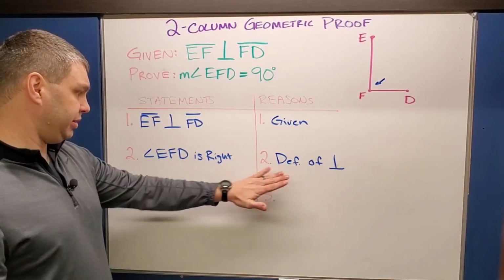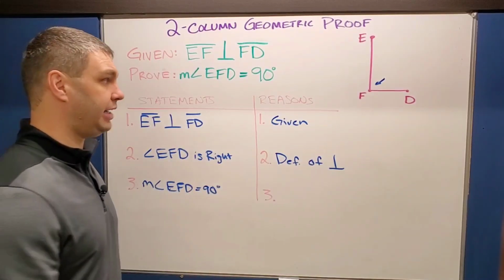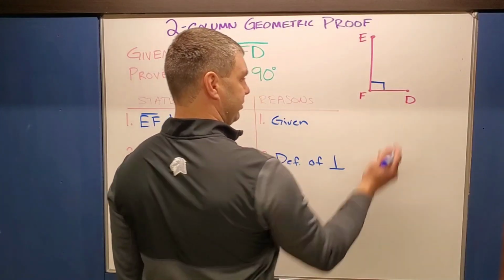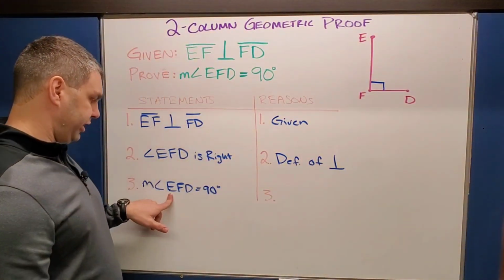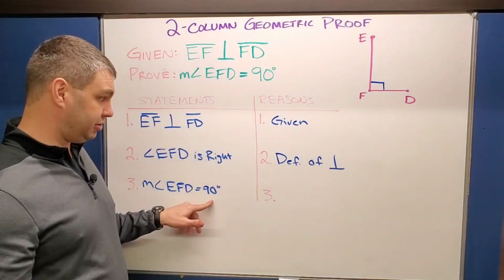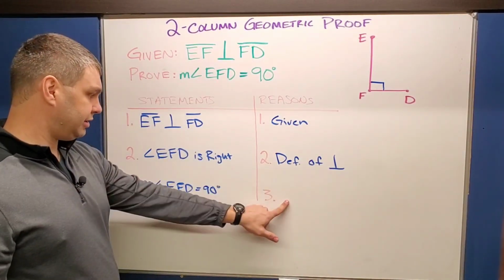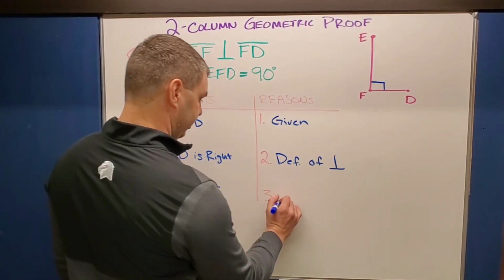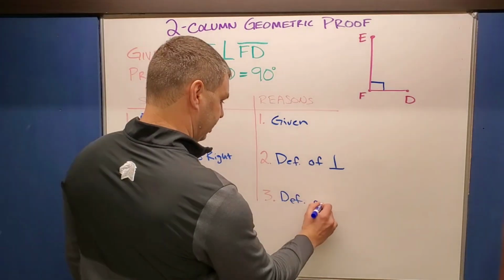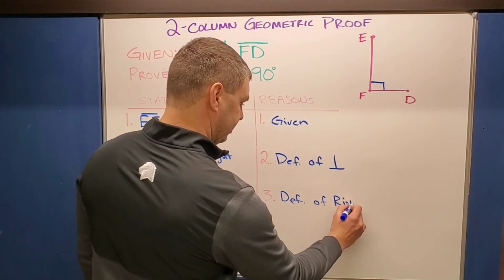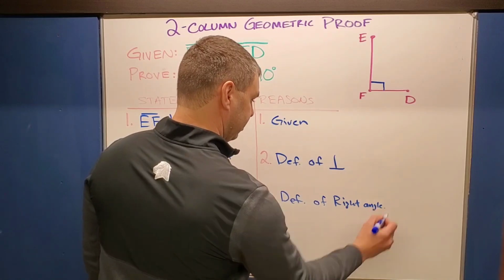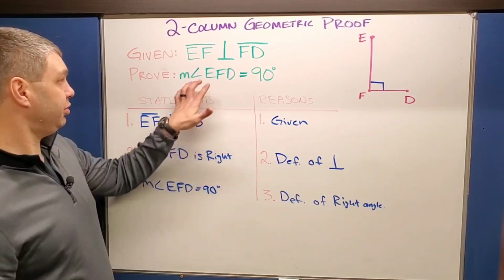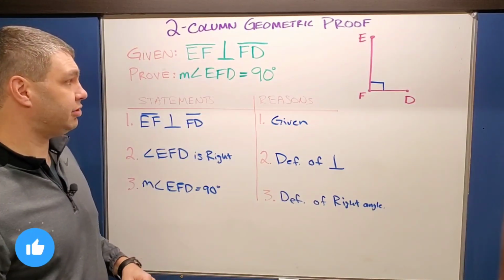So now that that's perpendicular and it tells me that this angle is right, I can use the fact that this is a right angle. So I'm going to fill it in with a box like that. That means it's a right angle. And then I can say the measure of angle EFD is 90. Well, just like this was the definition of perpendicular, this is going to be the definition of a right angle. All right angles are 90 degrees. So I can fill this one out with the definition of a right angle. And because of that, this is 90 degrees. I have finished the proof and I am now done. I have proved that EFD is 90 based off of the fact that EF was perpendicular to FD.